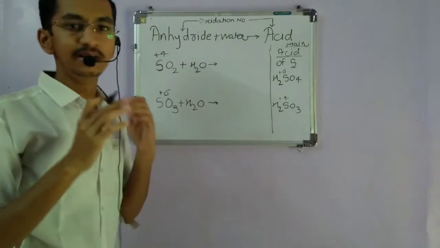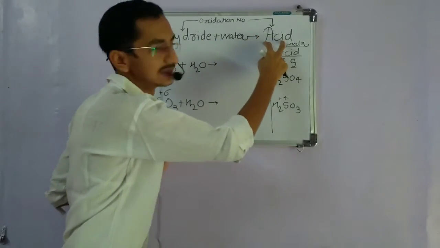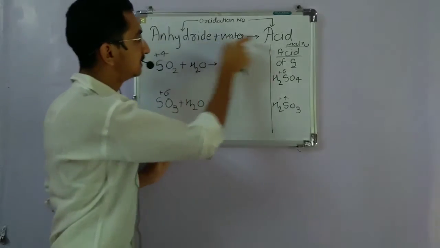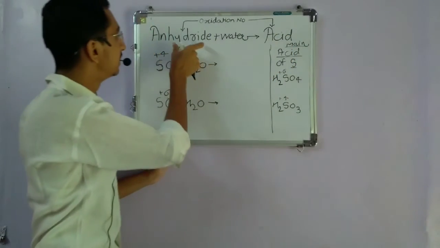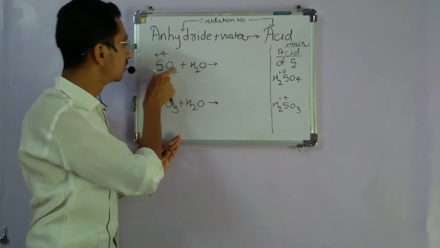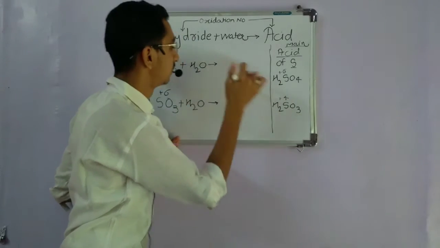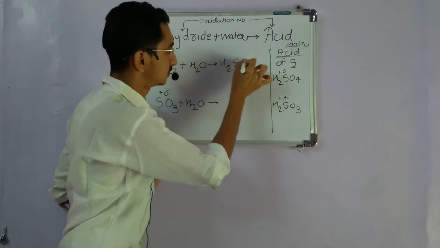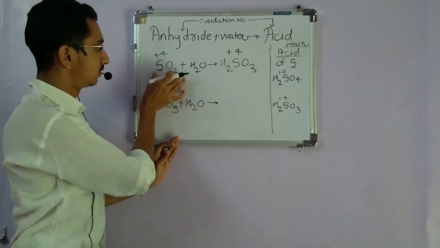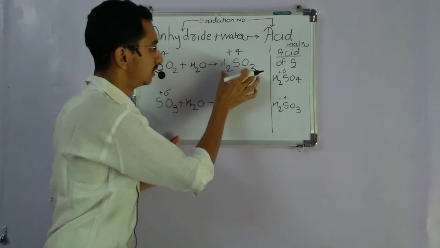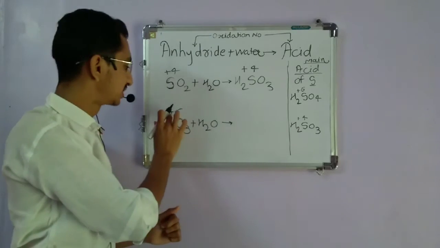Now here is our awesome trick. Anhydride plus water gives acid. The oxidation number of an anhydride is always equal to the oxidation number of its acid. So here the anhydride is SO2, oxidation number +4. So here H2SO3, that is +4. Here H2SO4 corresponds to SO3, the oxidation number is the same. SO3 oxidation number is +6.